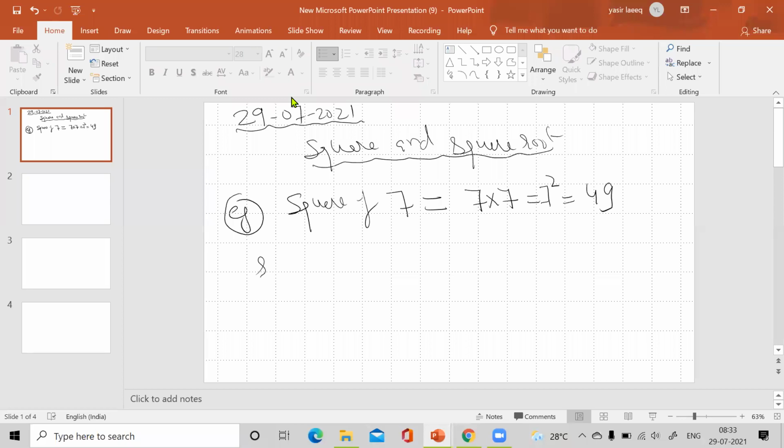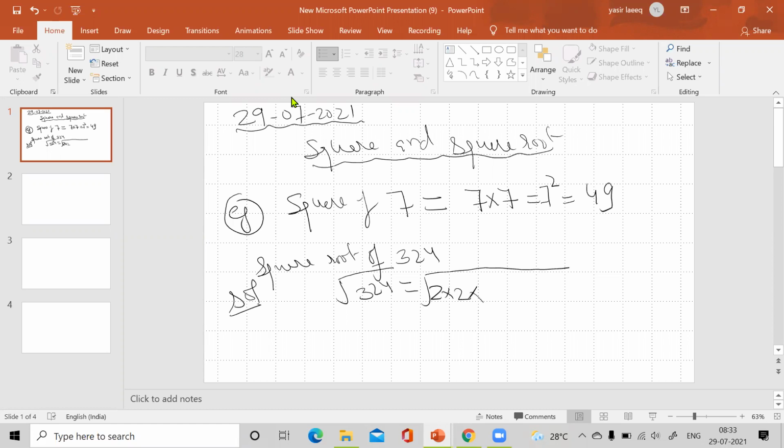If you want to find the square root of 324, how will you write? You will write like this. First you draw 324 with the under root sign. Then you will do the factorization method. You will get 2 into 2 into 3 into 3. Like this. Is it clear till here?